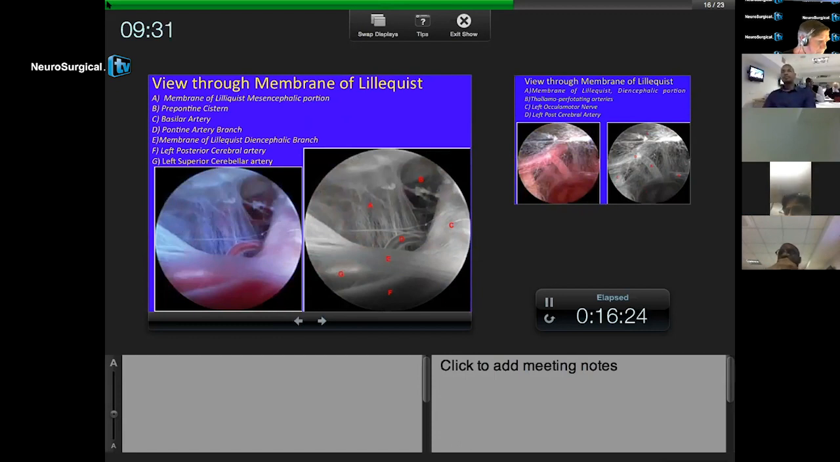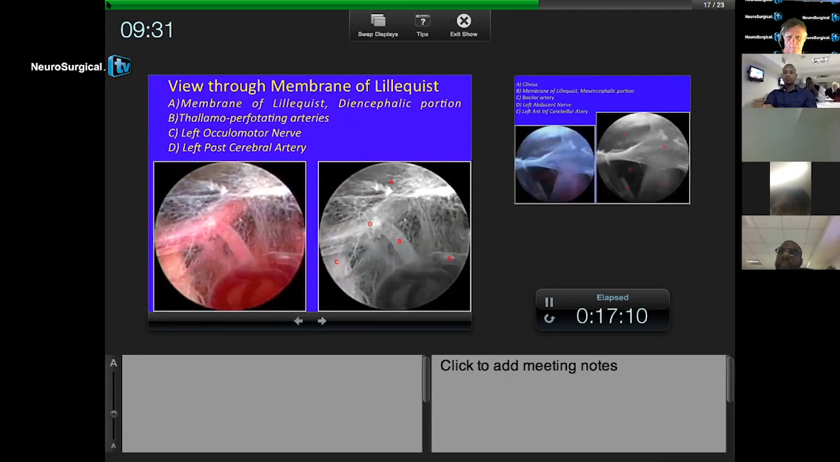So there is the diencephalic portion, and there is the mesencephalic portion. So there'll be two leaves. Just remember, this is one leaf going onto the other. So you must go through both leaves before you get into the prepontine system. And once you get into the prepontine system, that's when you'll be able to recognize the posterior cerebral artery, the cerebellar artery. You should be able to see them, but in most instances, what we're trying to get to is the prepontine system free of any Liliequist membrane.